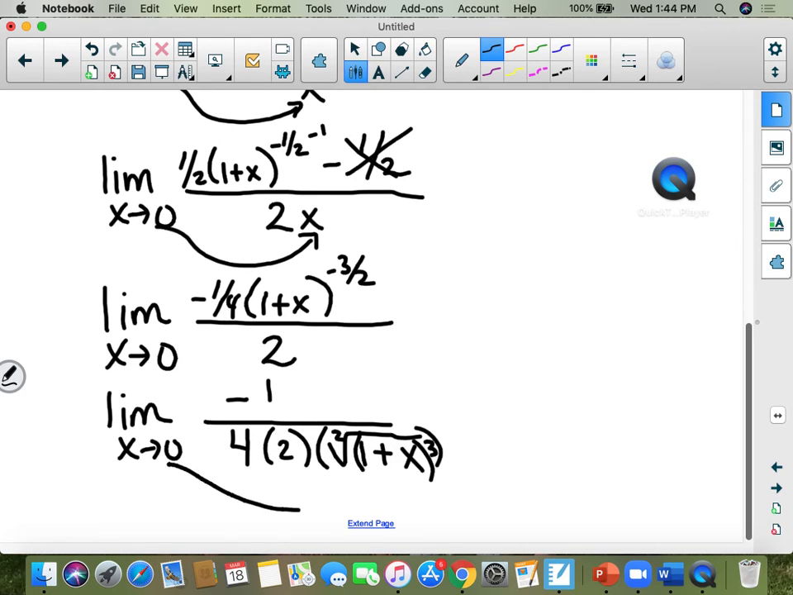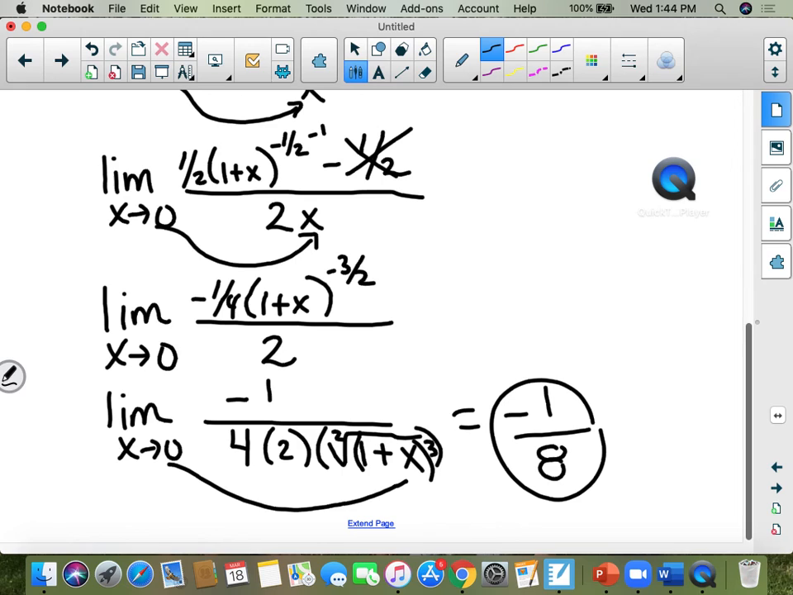Now what happens when I plug 0 in? I get a negative 1 on the top. When I plug 0 in here, it's the square root of 1 cubed, which is 1. 4 times 2 is 8. The final answer is negative 1/8. So now you know how L'Hopital's rule works. I'll look at the worksheet to see if you need to do any more types of problems, but I think you've got the idea of how L'Hopital's rule works.